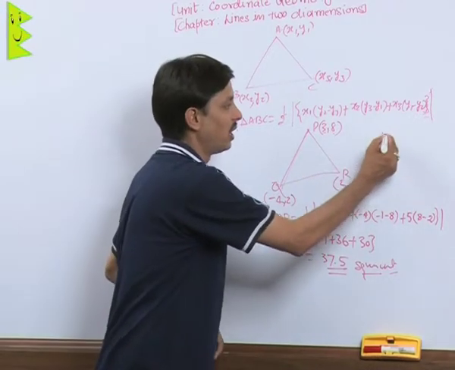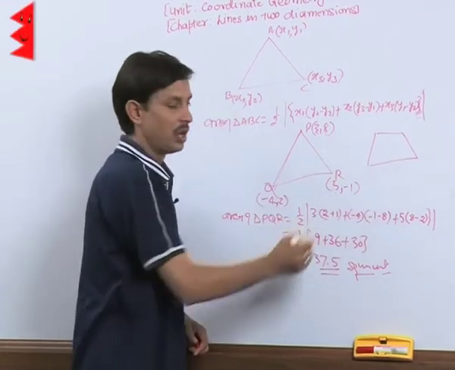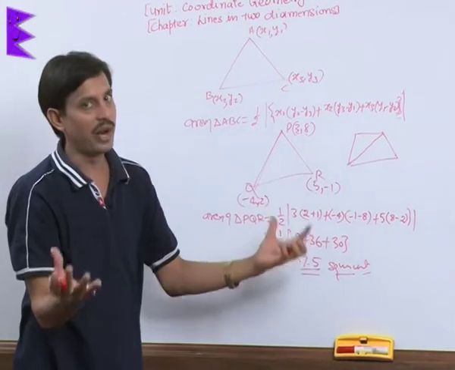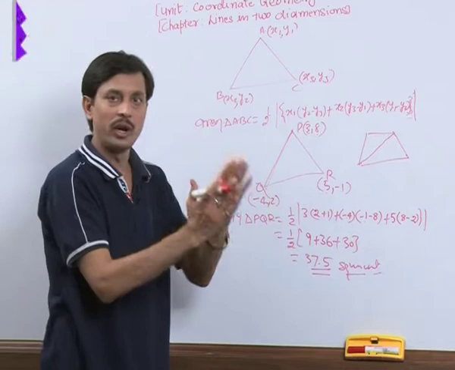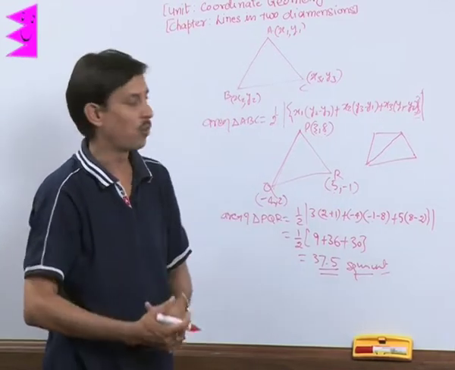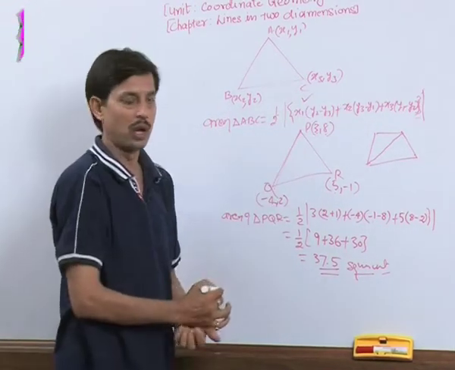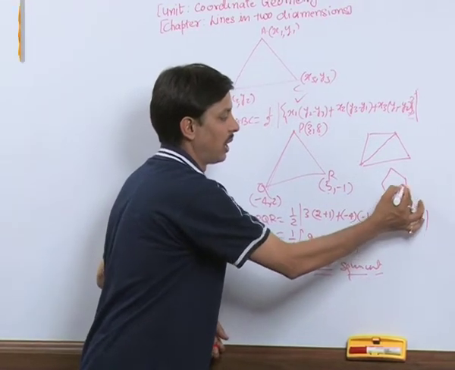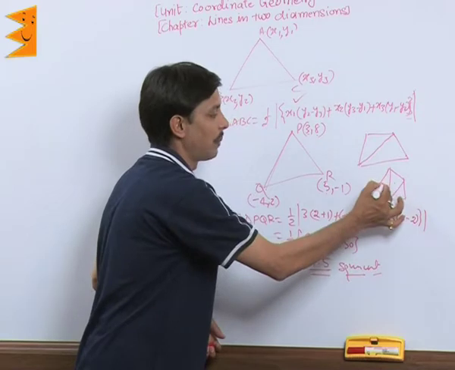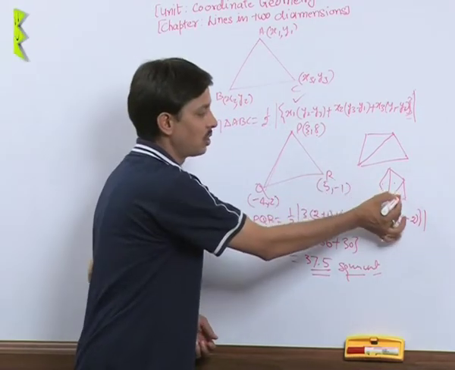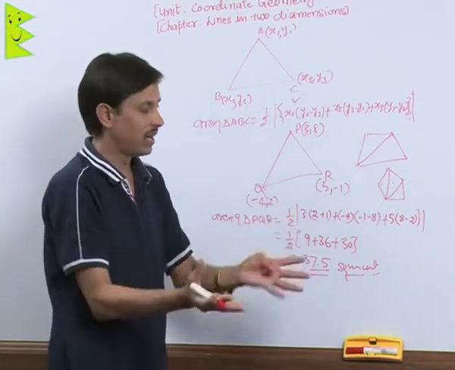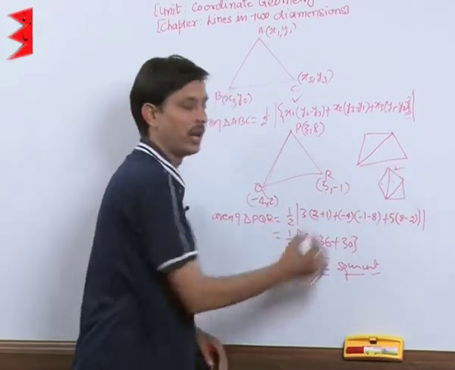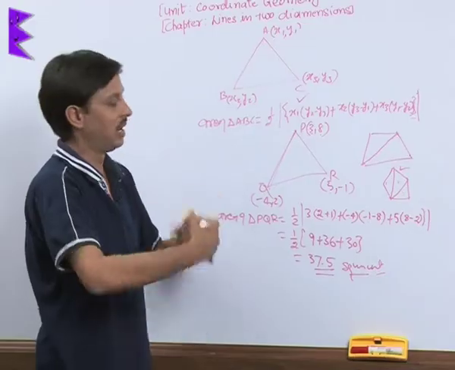Suppose there is a quadrilateral and you want to find the area. You will separate this quadrilateral into two triangles, find the area of the two triangles, and add them to get the area of the quadrilateral by using this formula. Similarly, you can find the area of even a pentagon, because a pentagon can be separated into three separate triangles, and when these three triangles' areas are added, we will get the area of any pentagon, hexagon, decagon.